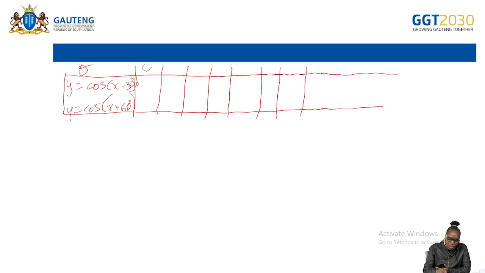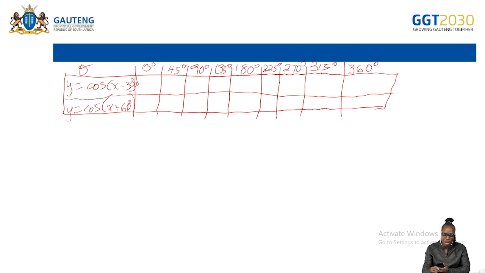Remember I said I'm using an interval of 45. From 0 degrees, 45 degrees, 90, 135, 180, 225, 270, 315, and back to 360. You can see that I'm moving from 0 up to 360 for both graphs. So my table is going to have the coordinates.